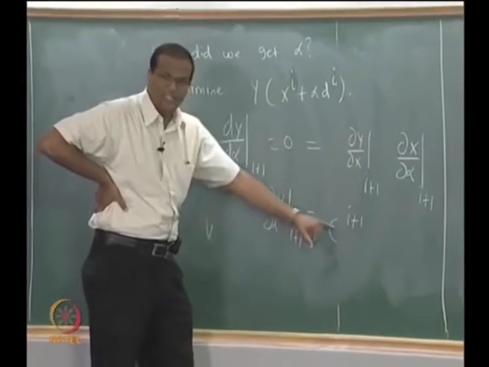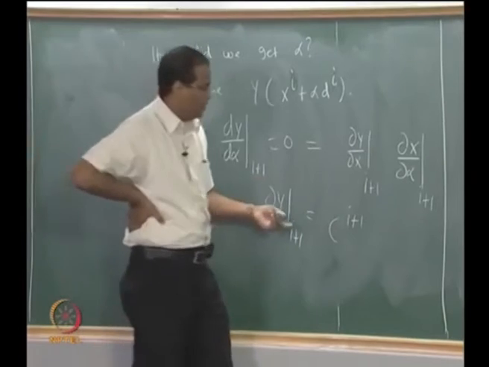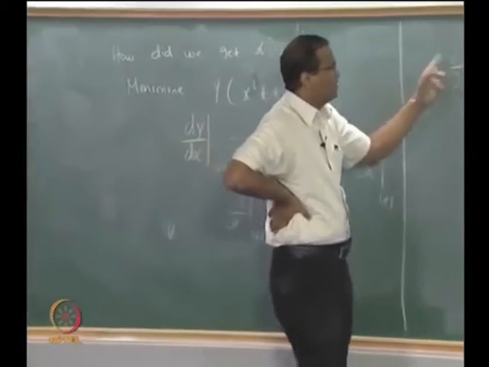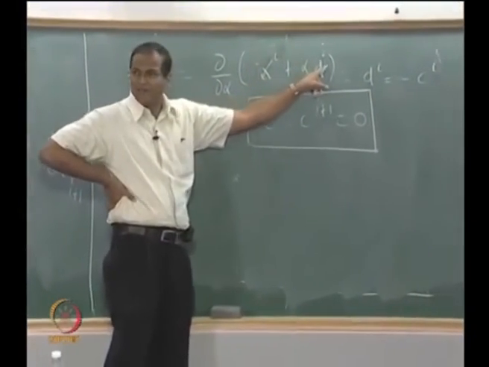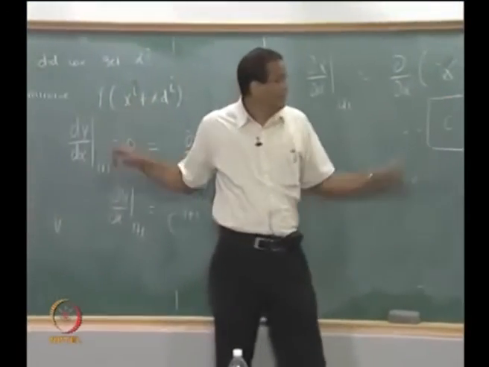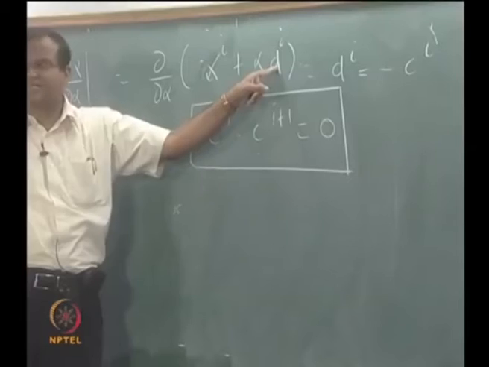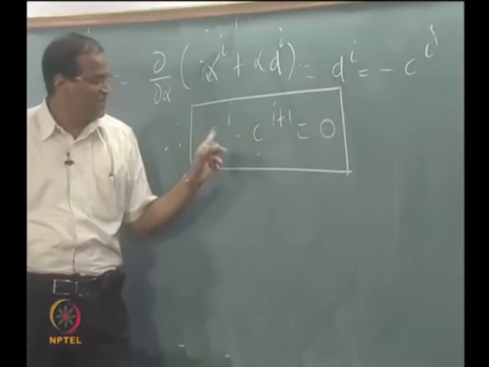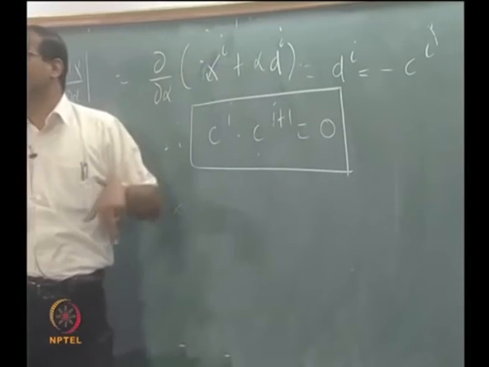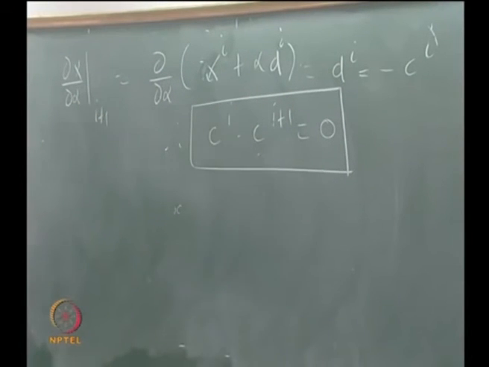Dy by dx is nothing but c at the I plus 1 iteration. But if I take dx by d alpha, I can write xi plus 1 as xi plus alpha di, because that is the way we have written it here. If I take the derivative, everything vanishes except this d. So this d is nothing but minus c. Therefore ci into ci plus 1 is what we started out with. So this is the proof of the steepest ascent method.